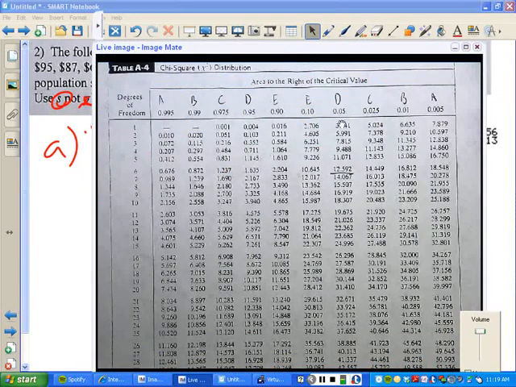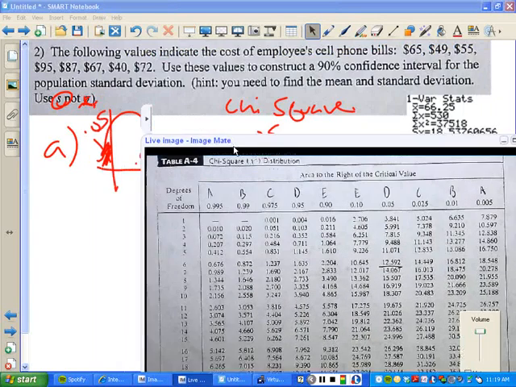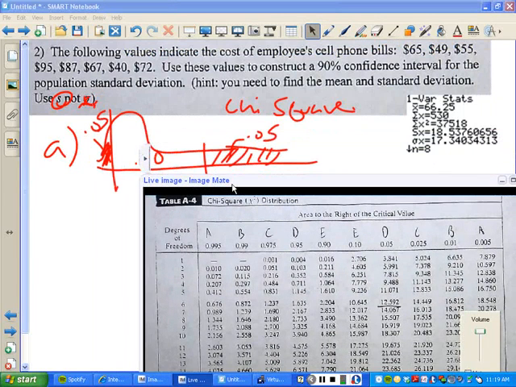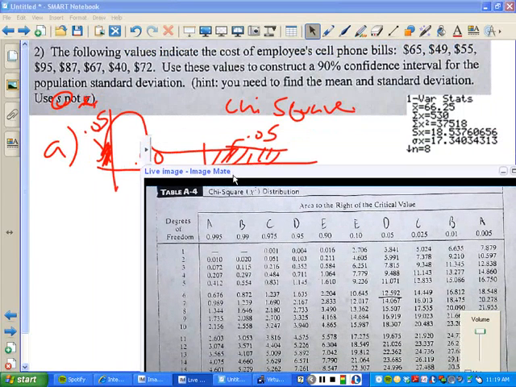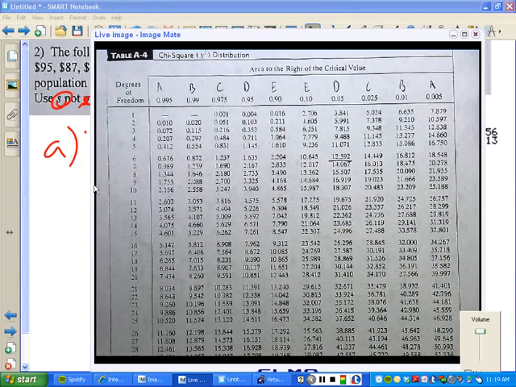Now, it does ask us for degrees of freedom, which means we have to go back to Kelsey because she's going to tell us degrees of freedom is n minus 1. Now, Kelsey, be careful here because in this case, n is what? 8. You can either get that by counting, or you can just look right here. It says n equals 8. So in this case, we're going to go down to 7, come over to 0.05, and we're going to get 14.067. Is that right?